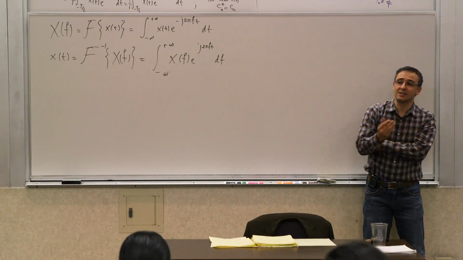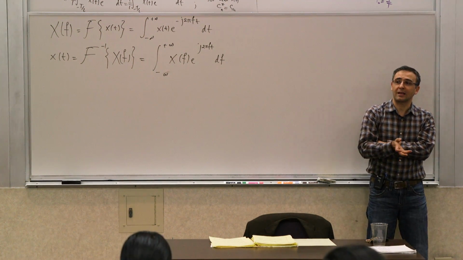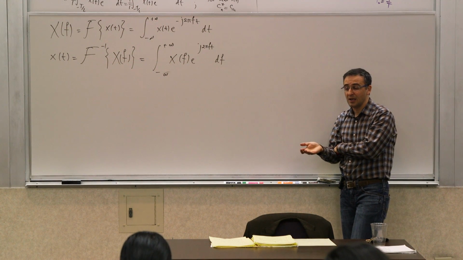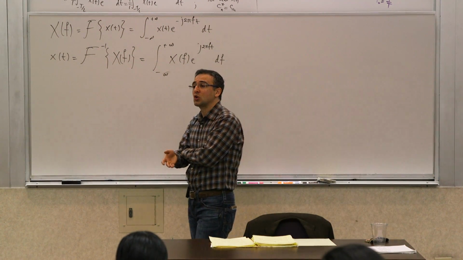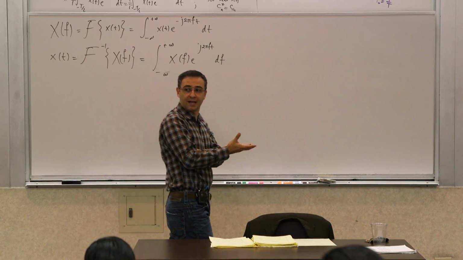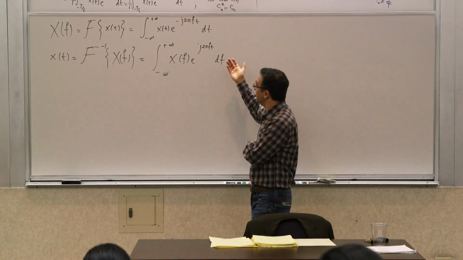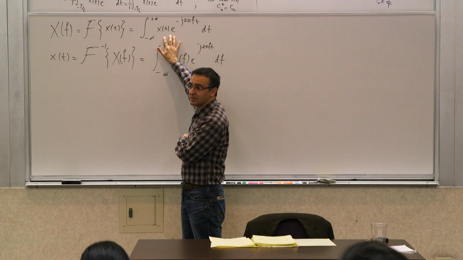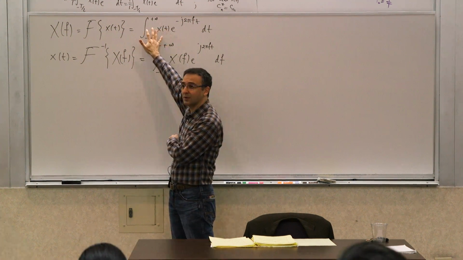So for example, you can have a one-sided signal. If you're taking the Fourier transform of cosine of omega 0 t, that would be different from the Fourier transform of cosine of omega 0 t times u of t. They're two different functions, so they have two different Fourier transforms. But in either case, the definition of Fourier transform is this. The integral goes from negative infinity to positive infinity.